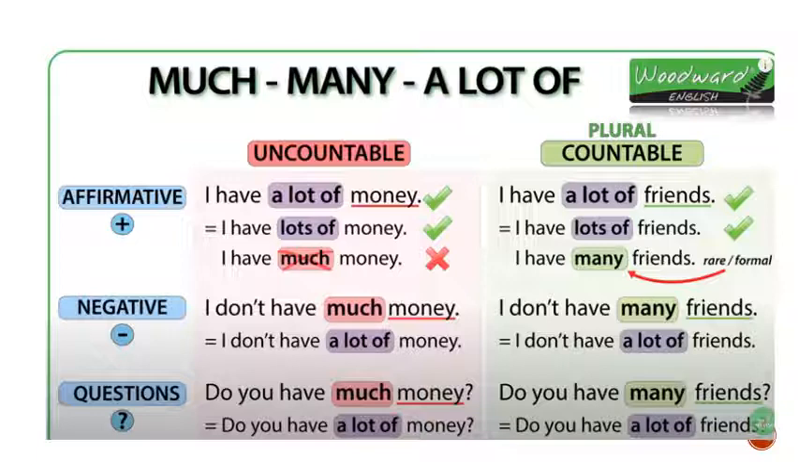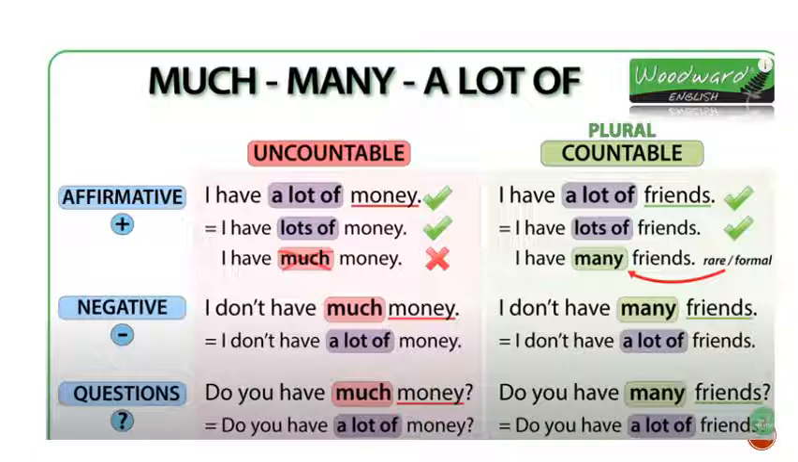What about plural countable nouns? Affirmative sentences. I have a lot of friends is correct. I have lots of friends, it's correct too. I have many friends, this is correct too, but it is used in a formal way. In negative sentences, I don't have many friends, I don't have a lot of friends. We use many and a lot of in negative sentences with a countable noun, in our case, friends.